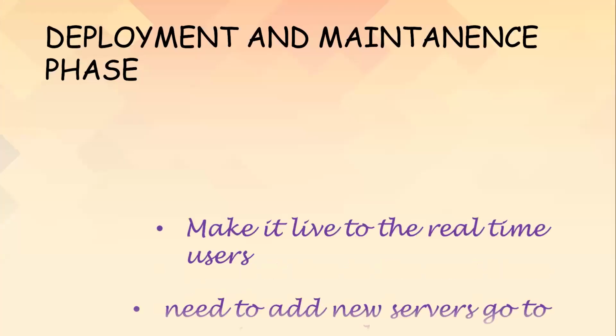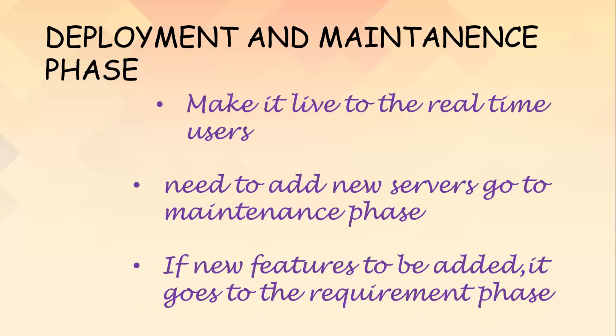Now we have the final phase, which is deployment and maintenance phase. In this phase, the project manager goes to the customer's place and he will set up the link, he will set up the database, and then make this website live to the real-time users. Consider this website was a hit and 1 million users have started using it. So we need to add more servers to this website. As many users are using it, you have to keep on adding the servers. So this phase is called the maintenance phase.